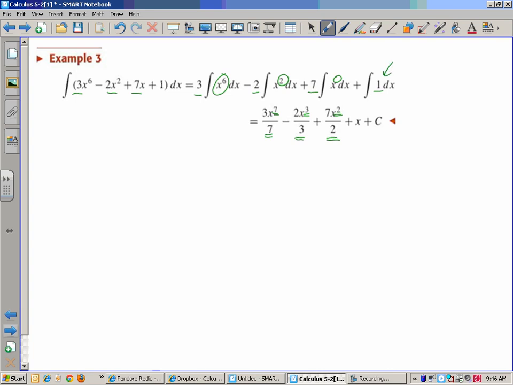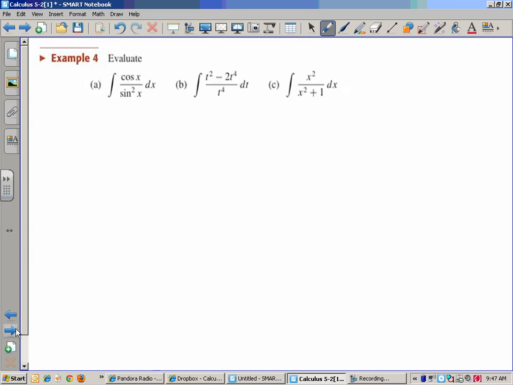Okay, this right here is really x to the 0, correct? So add 1 to this exponent, you get x to the 1 divided by 1, you don't write it. And in order to be completely finished, we have to have the plus C. If you do not put the plus C, you are just wrong. Okay? All right, and now we want to evaluate.